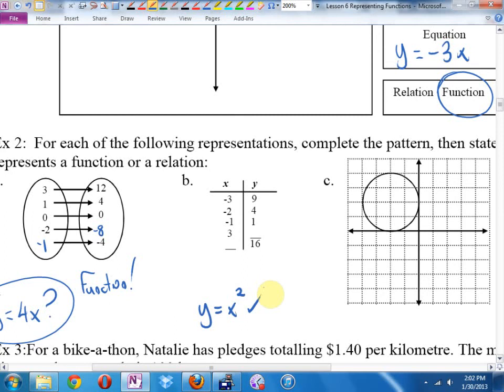So I agree. So blank here would be what? 9, yes? And if I got 16, what's my input? 4. If I got 16, what's another possible input?